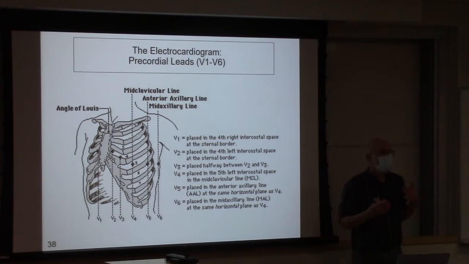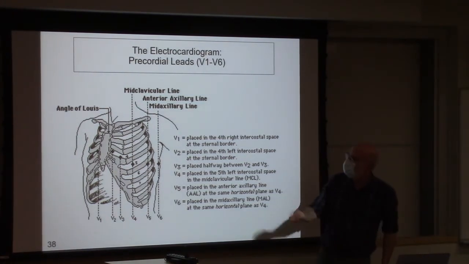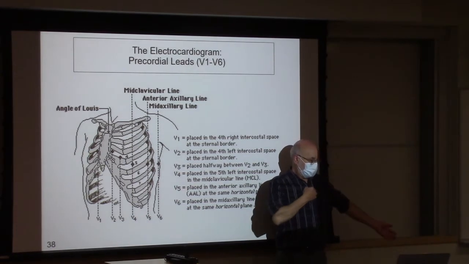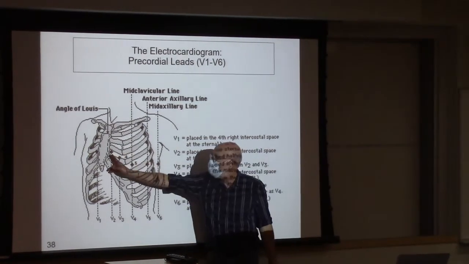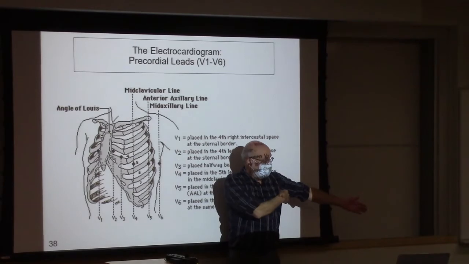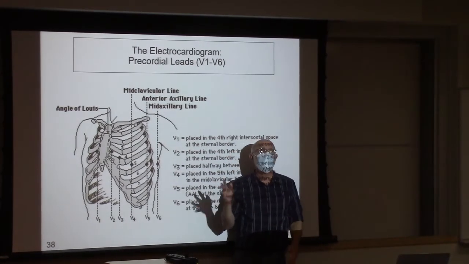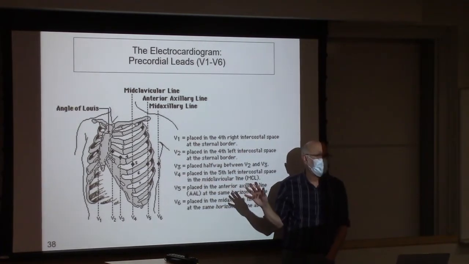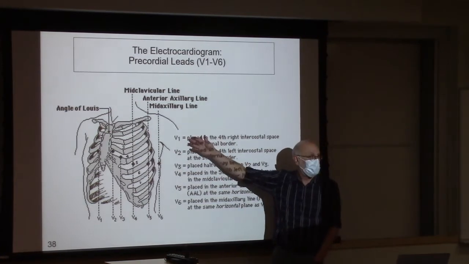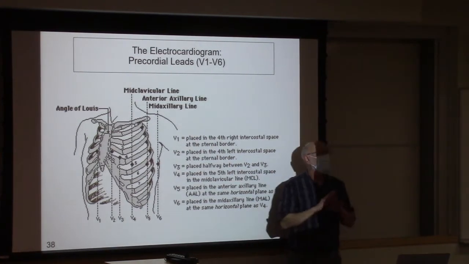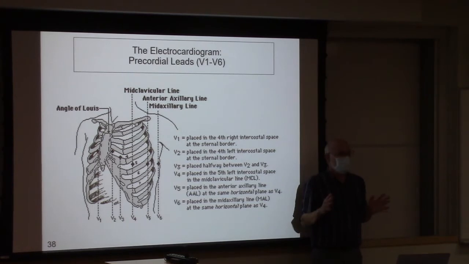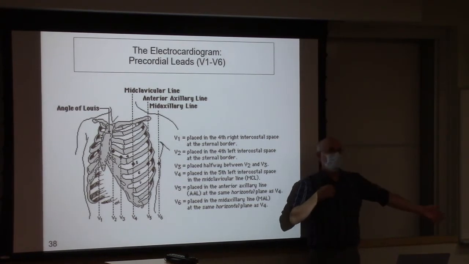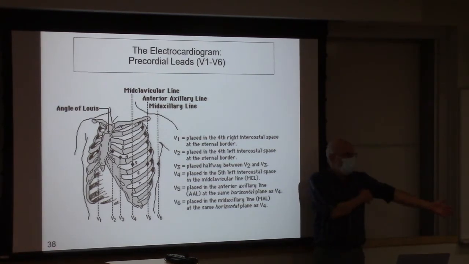The V leads, V1 through V6, are called the precordial leads, and they are connected around the chest from sternum to axillary line. And we don't need to know this. I'm not going to test you on where V1 is and where V6 is. But just so you know, the precordial leads are connected across the chest.